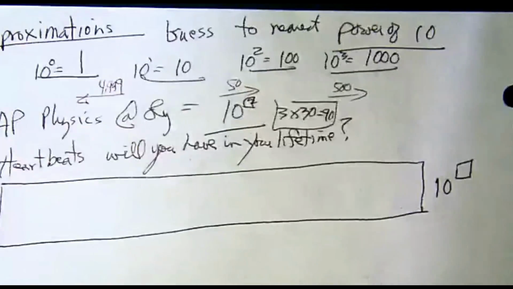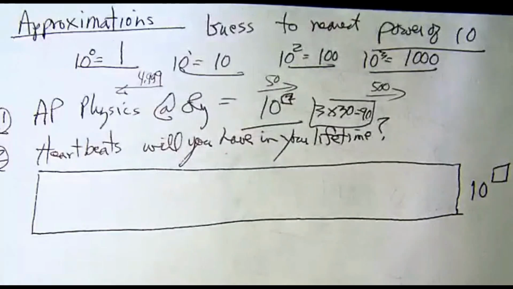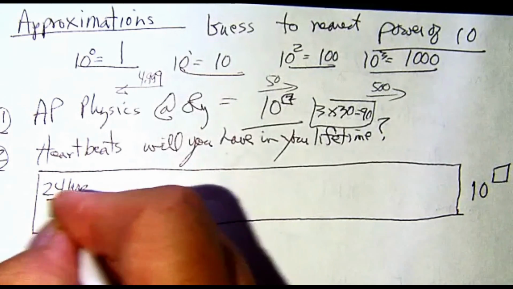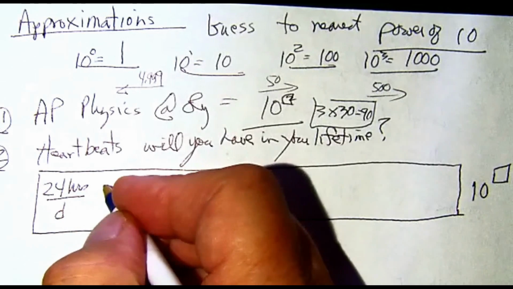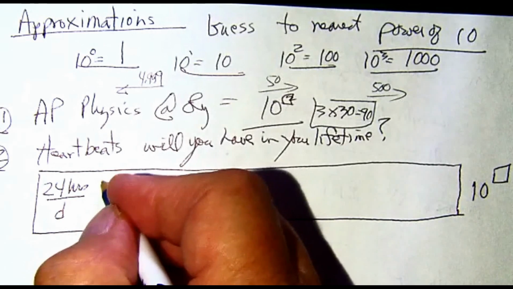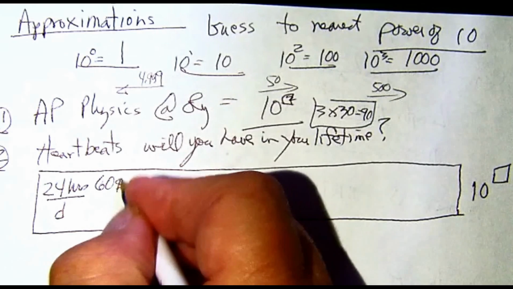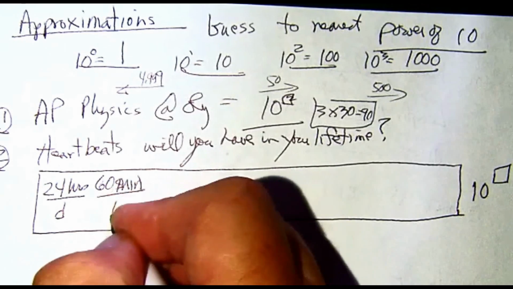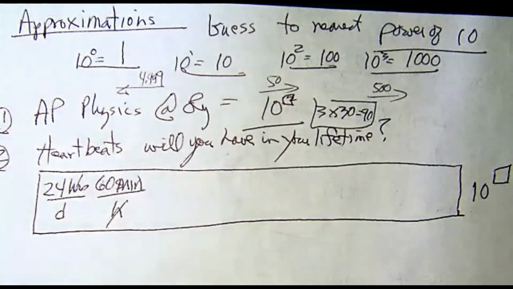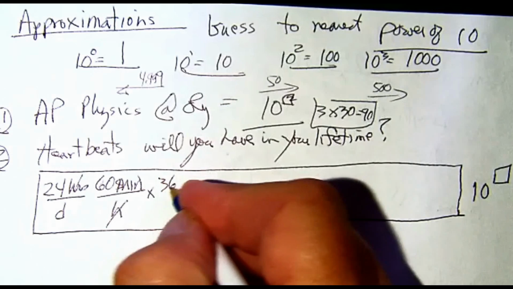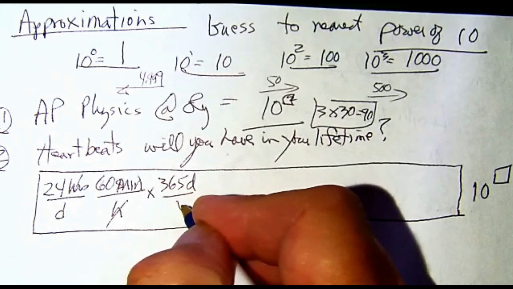Ready? Now to do this, we had to know some things. There's 24 hours in a day, and there's 60 seconds in a minute and 60 minutes in an hour. Now that hour goes away. And then we've got to know there's 365 days in a year.